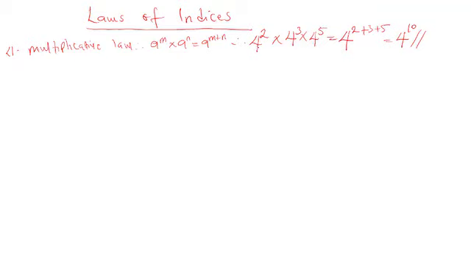But if I have 4 here and have 3 or 2 here, we do no such thing. We will not consider it, only if they are equal. And this law is called the multiplicative law of indices.